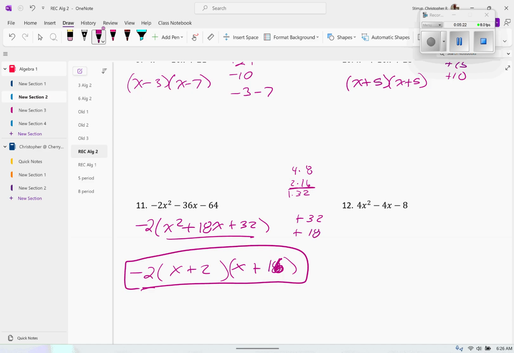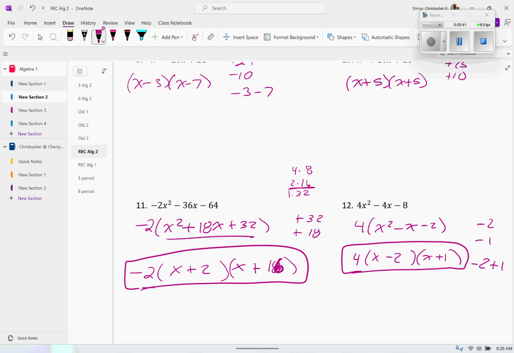On this one, I could factor a 4 out of everything first. And then that 4 is going to come down. What two numbers multiply to give me negative 2, add to give me negative 1? It's going to be a negative 2 and a positive 1. Just plug those directly in just like that. Watch your signs. Make sure that 4 is out front.